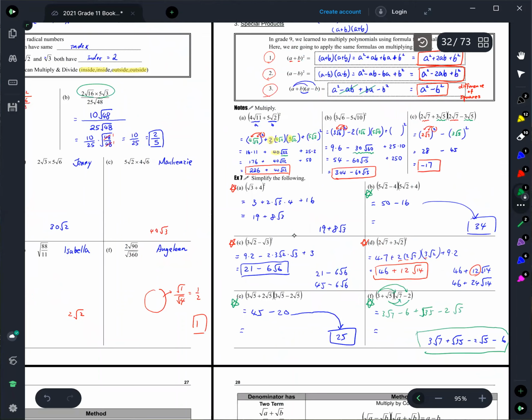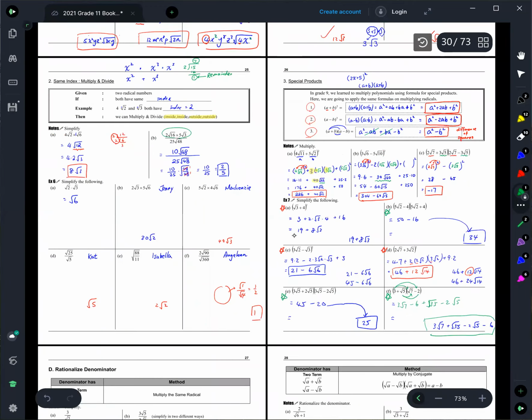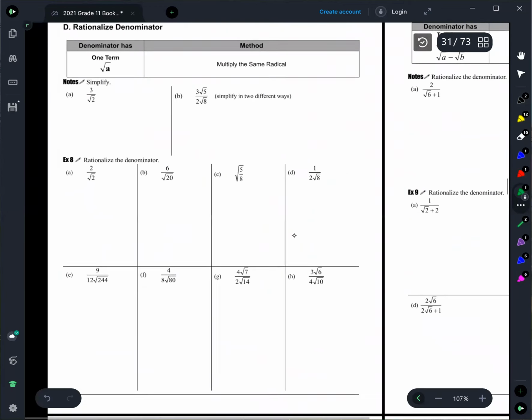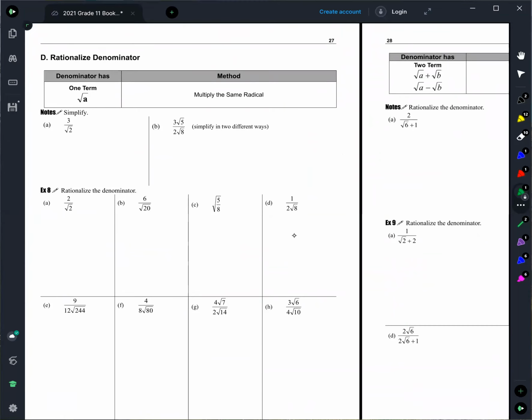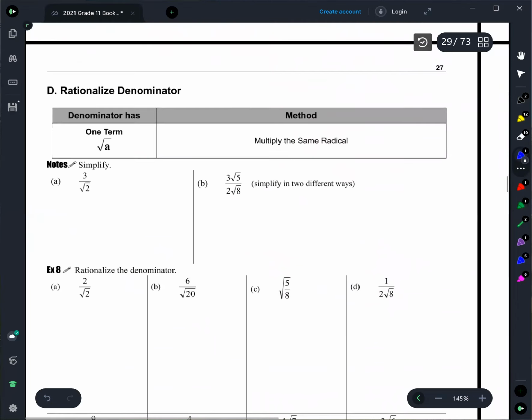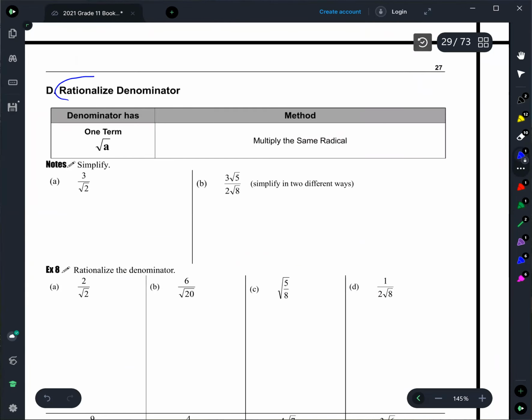We have a few minutes, so I think we can cover a little bit of dividing, okay? Let's look at the last page we are going to do here. So this is called rationalize denominator. Rationalize, okay, let me clear that. This word, rationalize, means to make it rational.